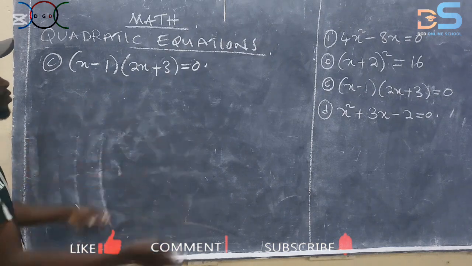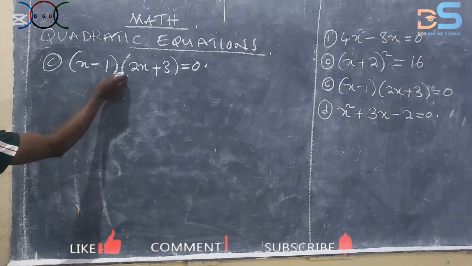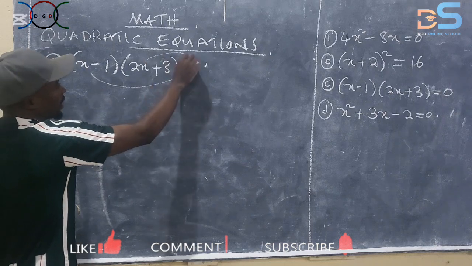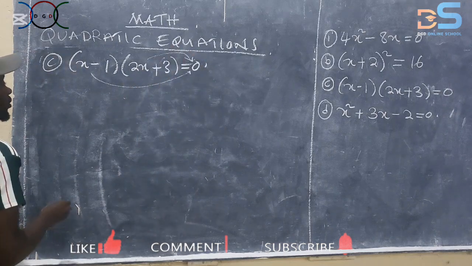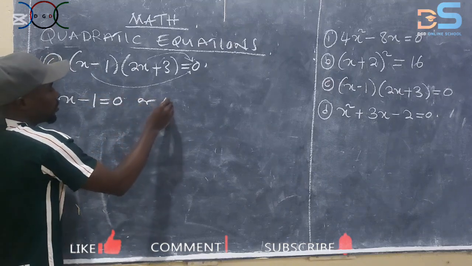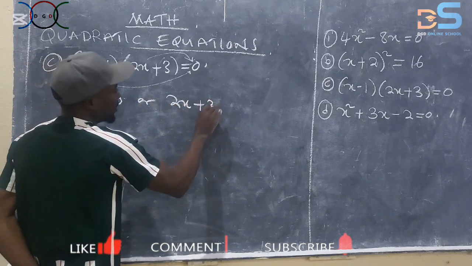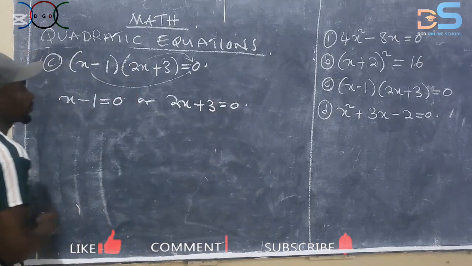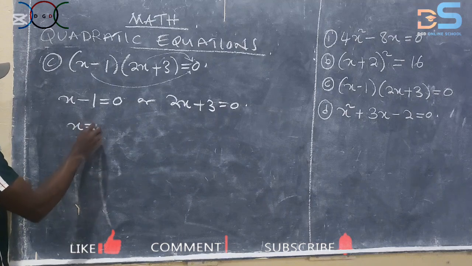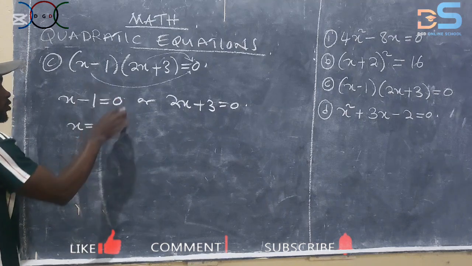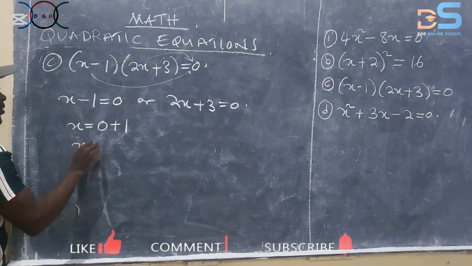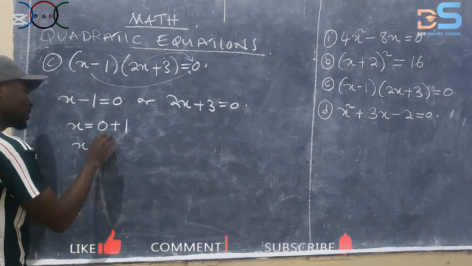We are just going to solve it directly. Since we know there is multiplication there, we equate each factor to 0. So we get x minus 1 equals 0, or 2x plus 3 equals 0. We begin with this side as always. We say x will be equivalent to 0, and when the 1 crosses the equal sign, it becomes positive 1. So our x will be equivalent to 0 plus 1, we get 1.